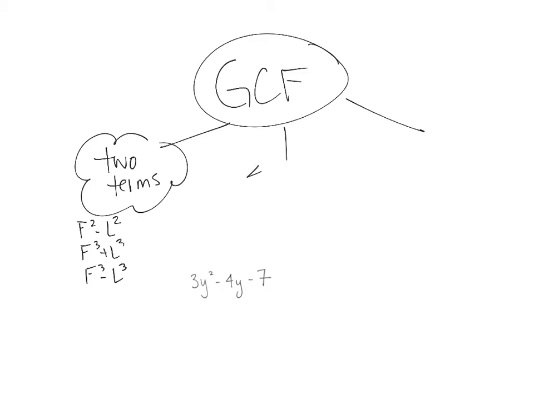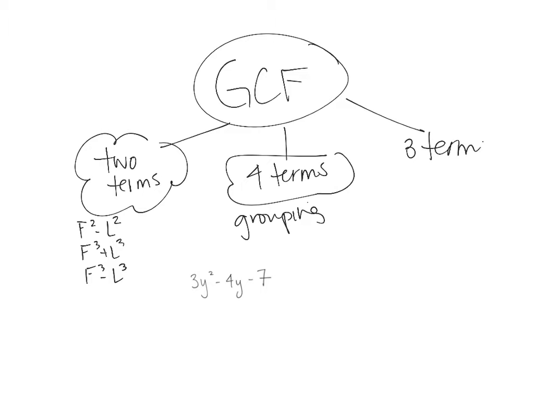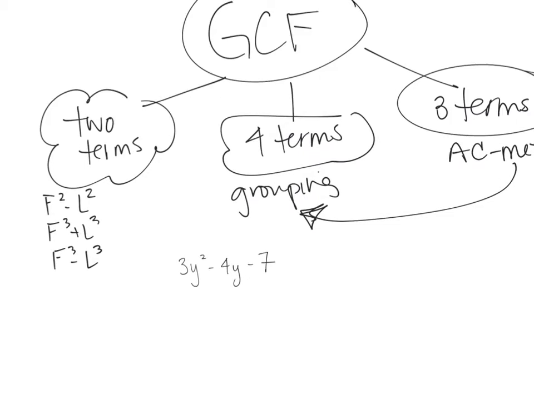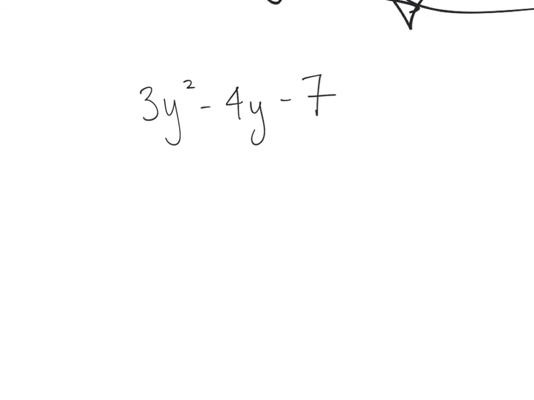If there are 4 terms, then you're going to do grouping. And then if there are 3 terms, some people do it by guess and check, but really the easiest way, if you're struggling, is to use the AC method, which really turns into a factoring by grouping problem. So here is my little trinomial.